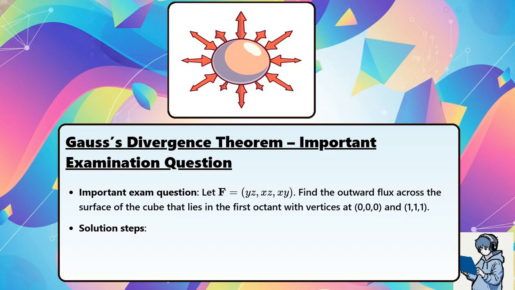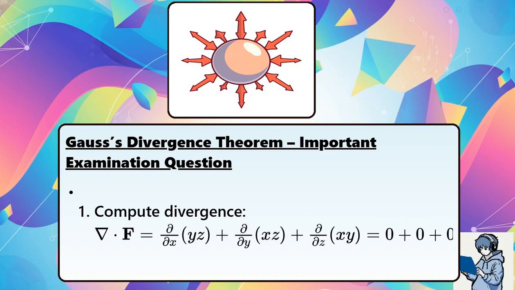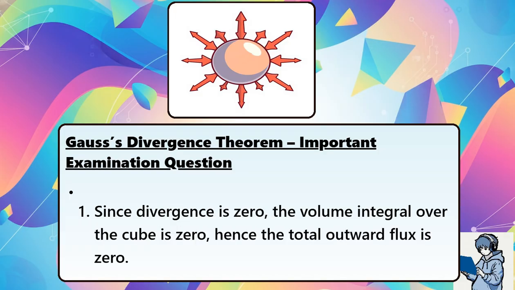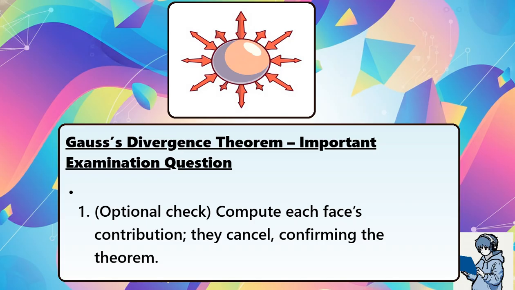Solution steps. Step 1: compute the divergence. Nabla dot F equals the partial derivative with respect to x of yz, plus the partial derivative with respect to y of xz, plus the partial derivative with respect to z of xy, which equals 0 plus 0 plus 0 equals 0. Step 2: since the divergence is 0, the volume integral over the cube is 0, hence the total outward flux is 0. Step 3: optional check: compute each face's contribution. They cancel, confirming the theorem.